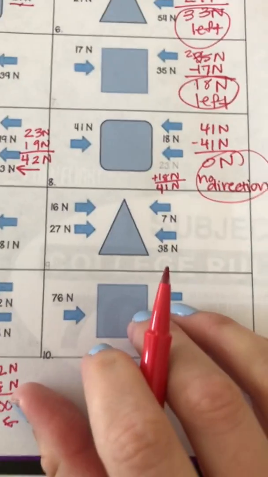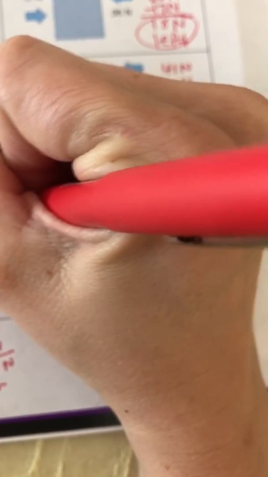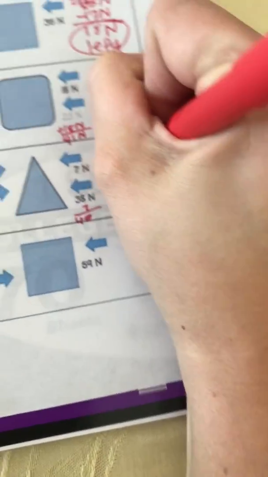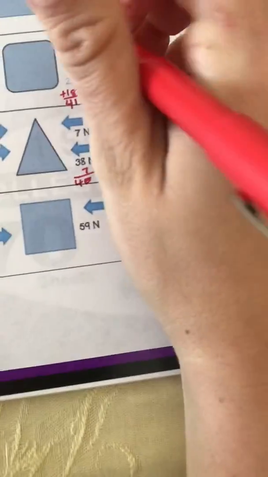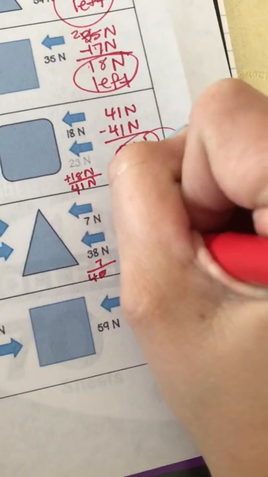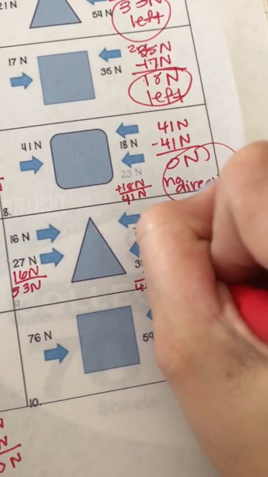Okay, I have to add on both sides for number 9. So 27 plus 16 newtons is going to be 53. And then 38 plus 7 is going to be 45. So 53 newtons minus 45 newtons is going to be 8 newtons to the right this time because the bigger one's on the right.